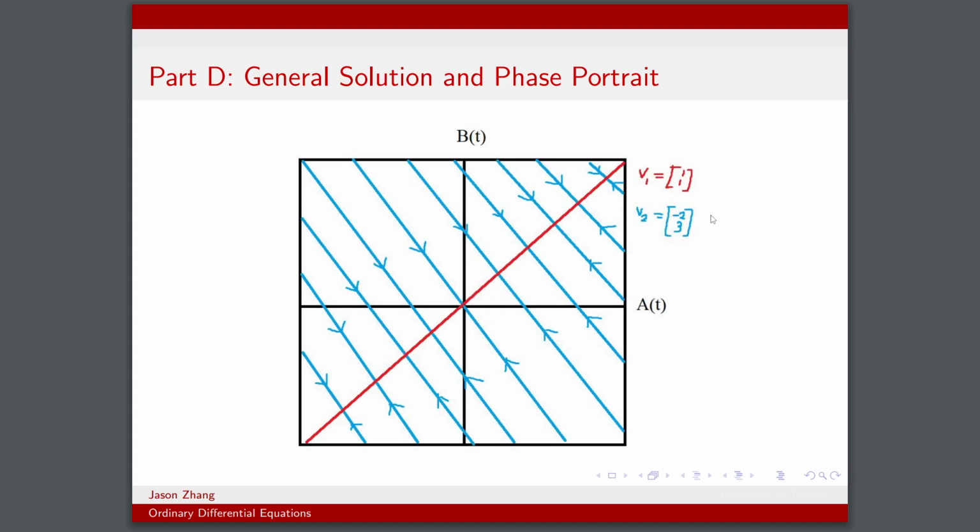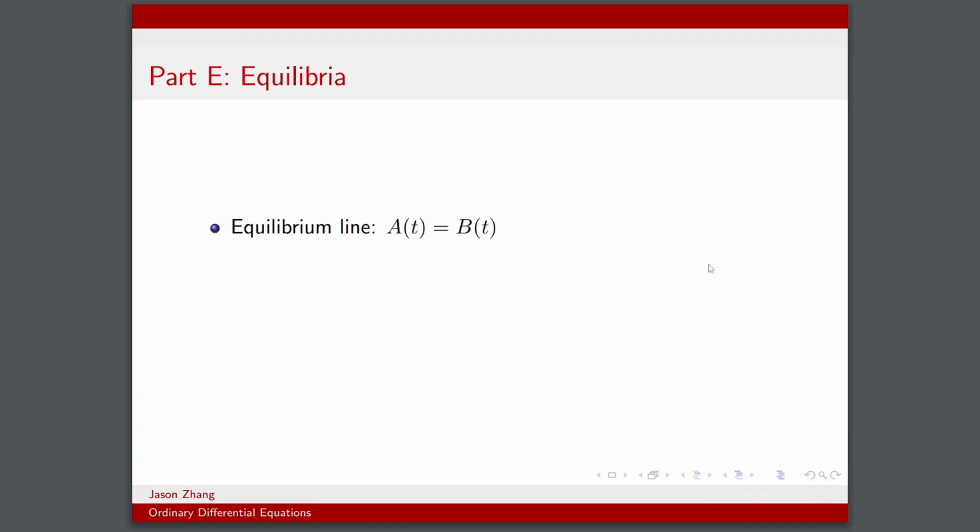And because the eigenvalue corresponding to this eigenvector is also negative, these directions will be pointed towards this central line, this red line, which corresponds to the eigenvalue of 0. And this red line doesn't have any direction to it because the eigenvalue is 0, which means that when the values of A of t and B of t approach this line, it will essentially stop changing. And that represents our equilibrium, which I'll discuss on the next slide.